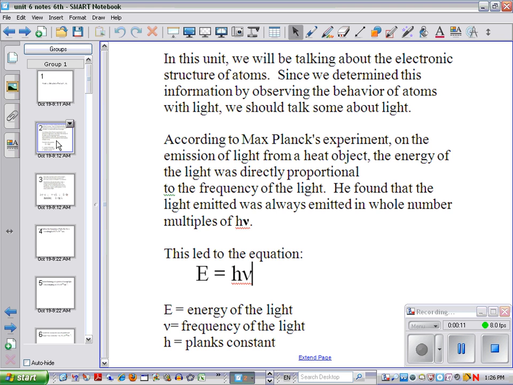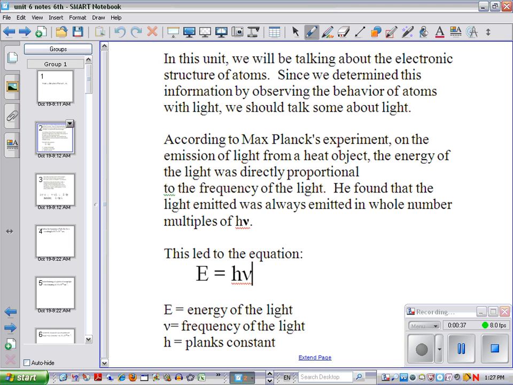So the first thing we need to talk about is, since we're talking about atoms and the structure of atoms, we can observe a lot about the structure of atoms by looking at light. According to Max Planck, he did an experiment where he found that the energy of light and the frequency of light are directly proportional, which led us to the equation energy equals Planck's constant times frequency.